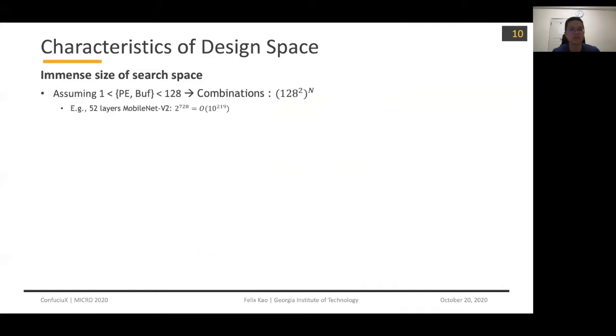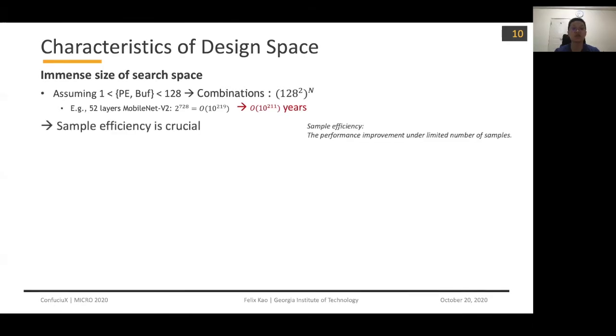Now let's look at design space. Take a simple example. Let's say you could have a PE and buffer going from 1 to 128. Then you could have this kind of combination. For MobileNet, you could have 2 to the 728 combinations. So let's say you can do one data point a second. Then you will need 10 to the 211 years to do it. So the sampling efficiency becomes crucial. We define the sampling efficiency as the performance improvement on the limited number of samples.